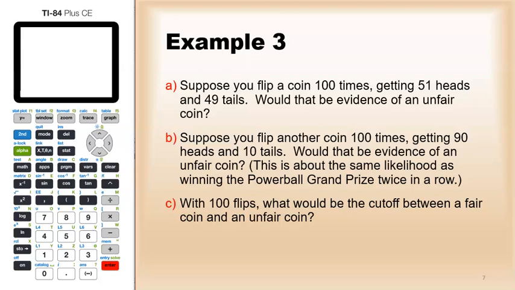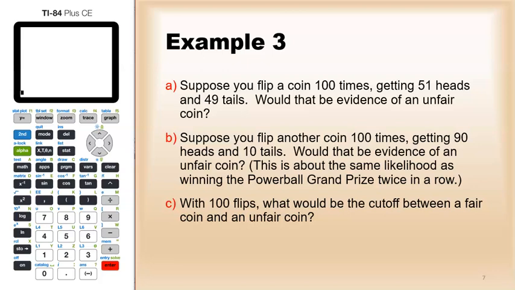On the other hand, suppose you flip another coin 100 times and you end up with 90 heads and 10 tails. Would this be evidence of an unfair coin? And for reference, you can think of this as the likelihood of winning the Powerball grand prize twice in a row. So extremely unlikely. So if you were to see these results of 90 heads and 10 tails, this is probably more than just random chance.